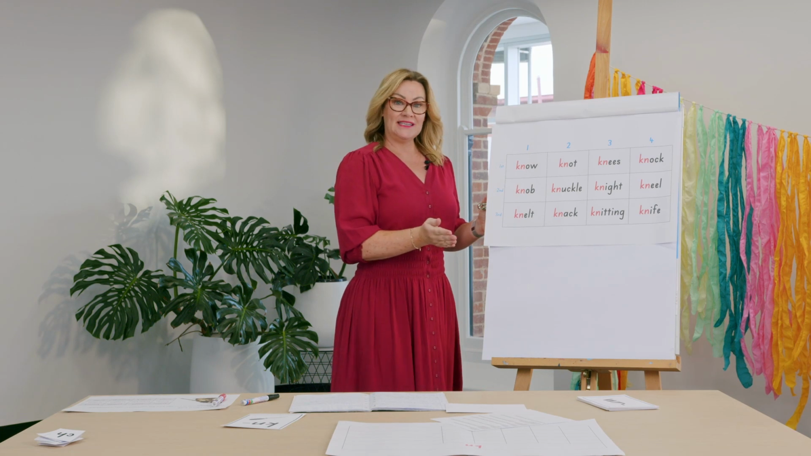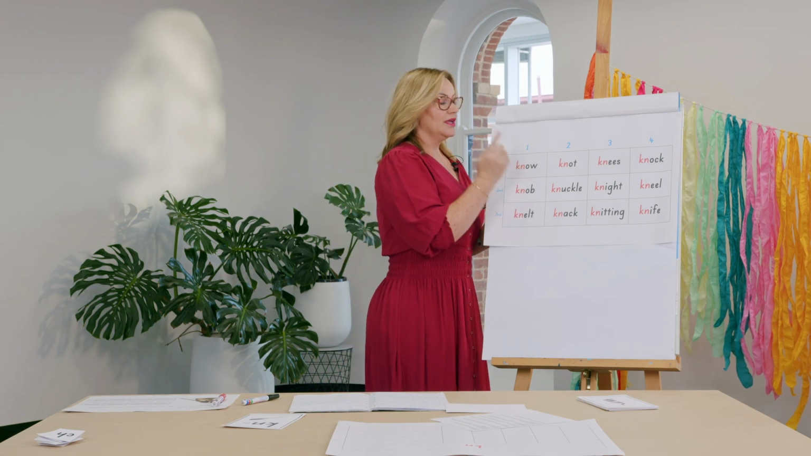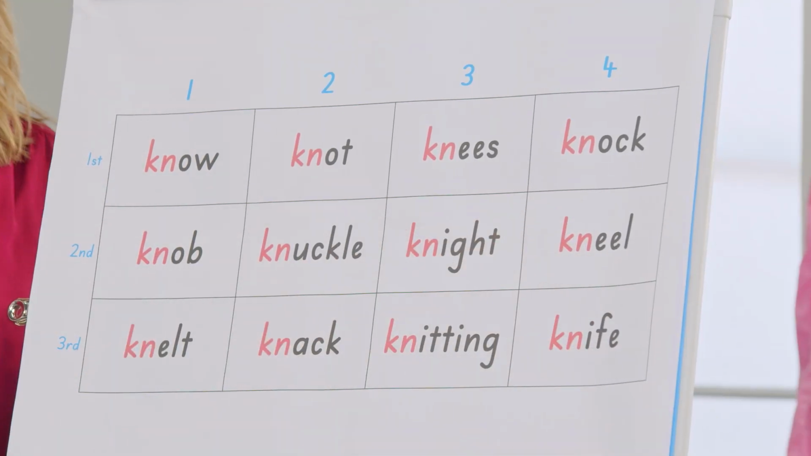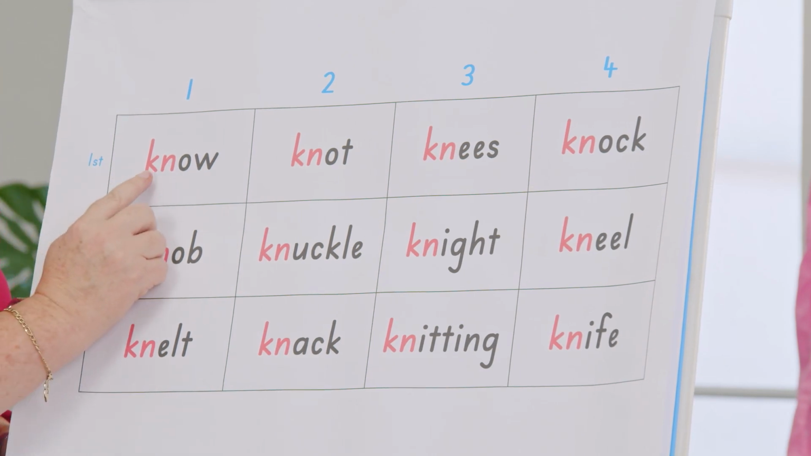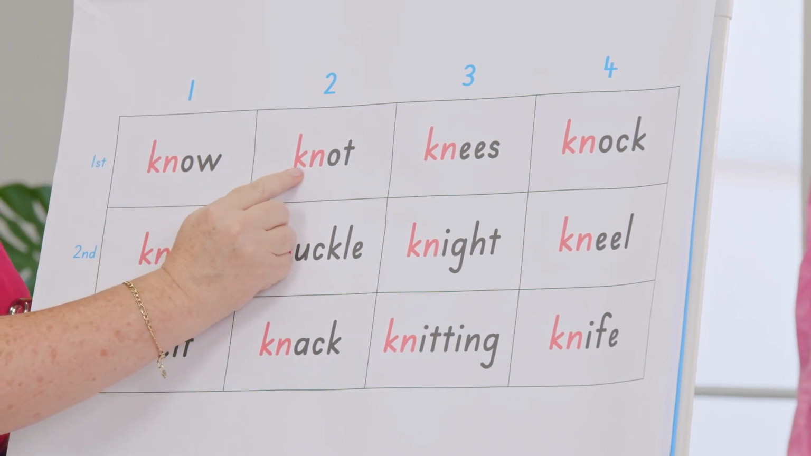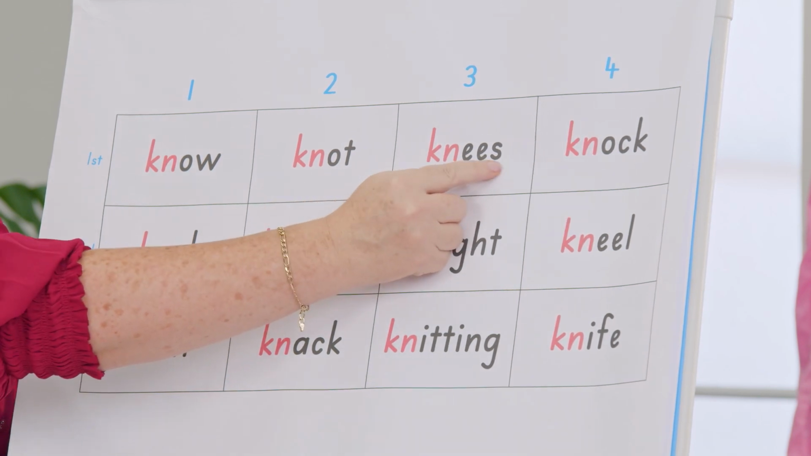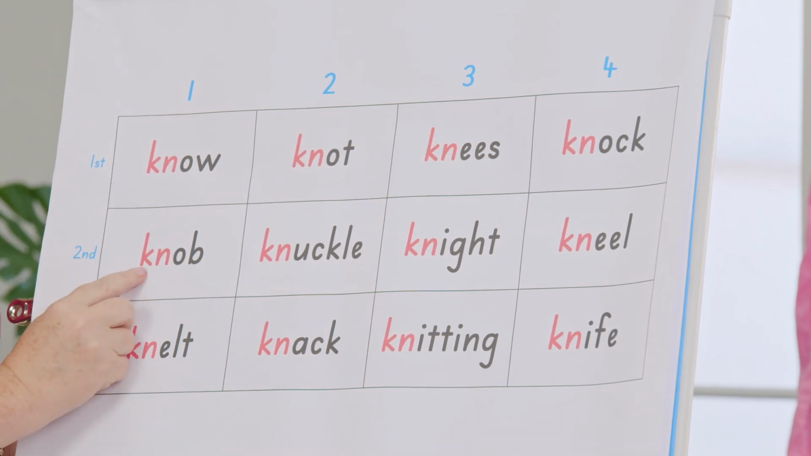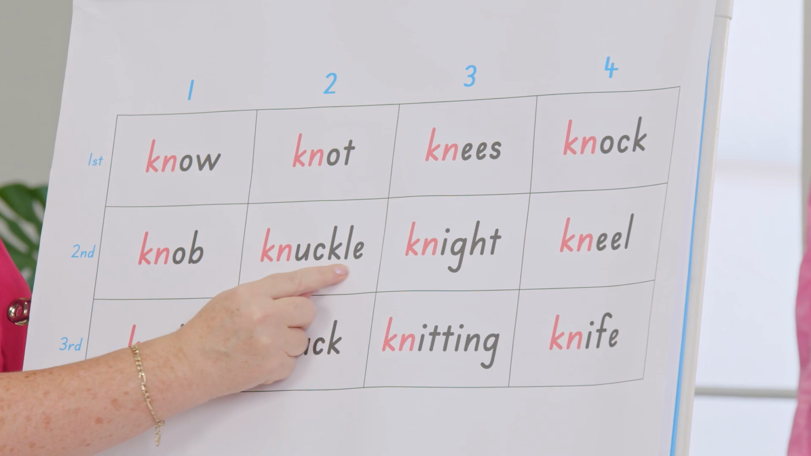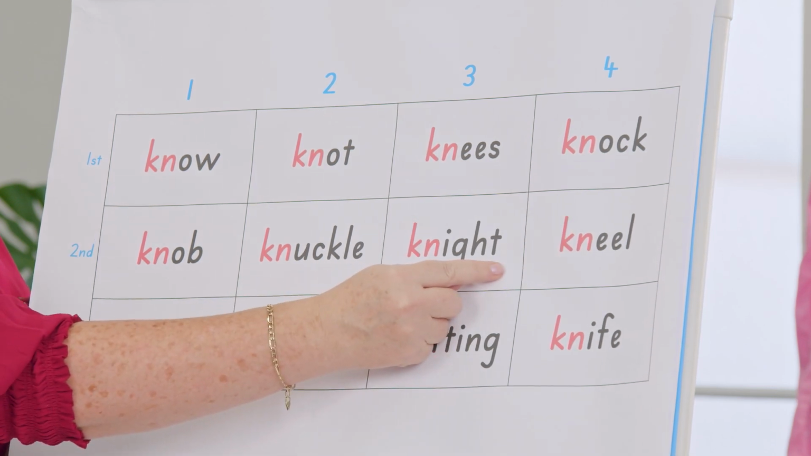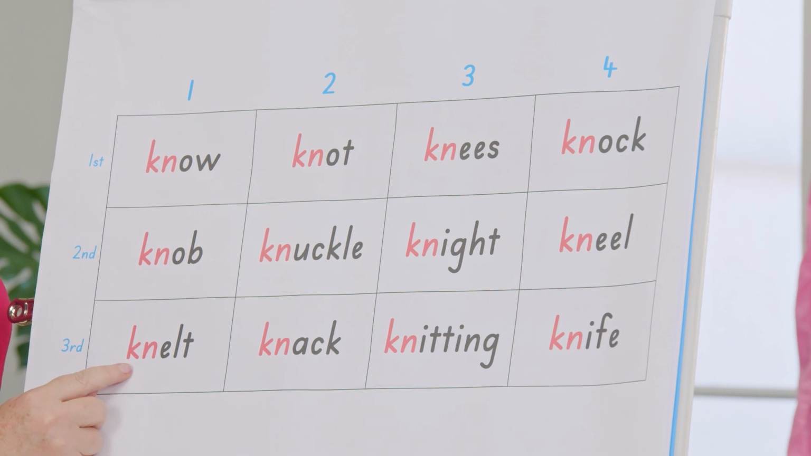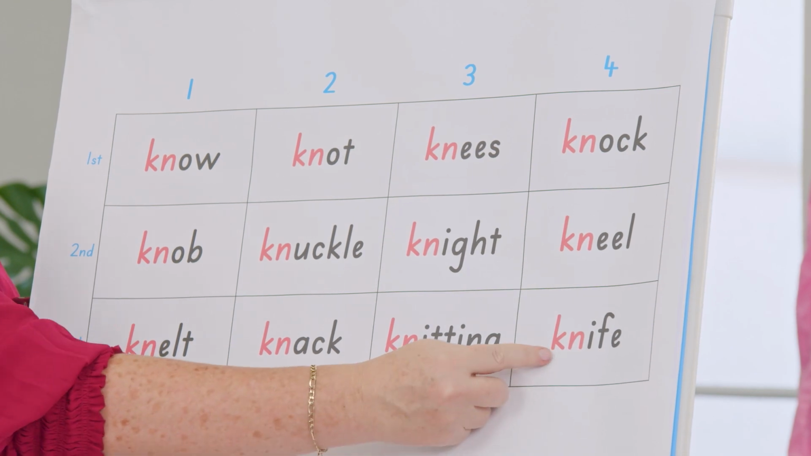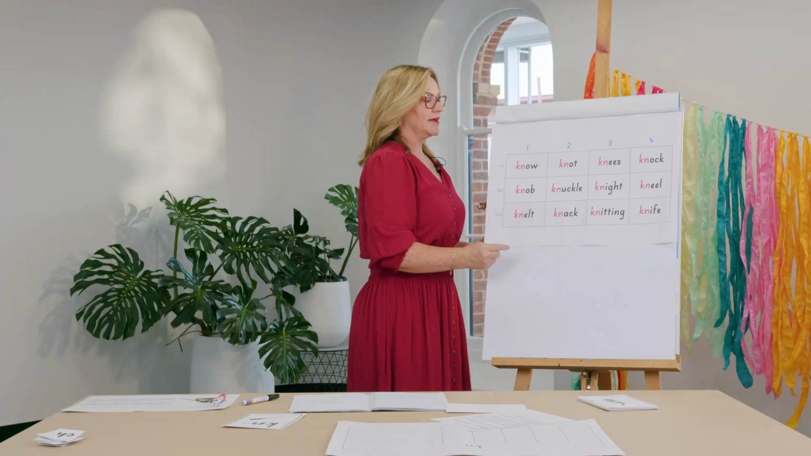Let's read through for fluency now. So we can do the first row, I'll say, and you repeat, and then we'll read together the last two rows. So repeat after me. No. Not. Knees. Knock. Now together. Knob. Knuckle. Night. Kneel. Knelt. Knack. Knitting. Knife. Terrific.